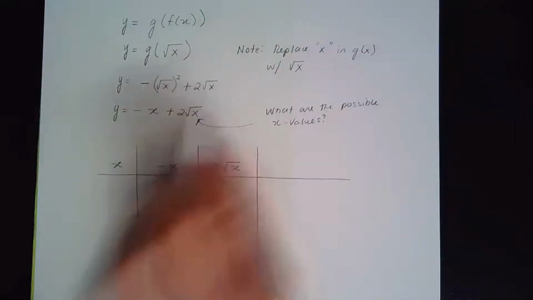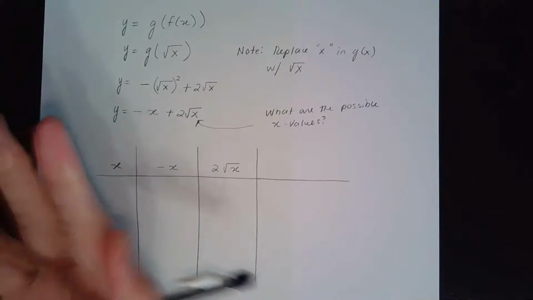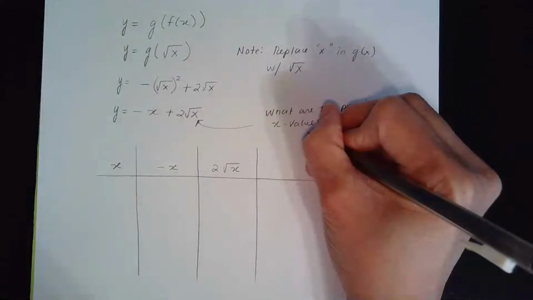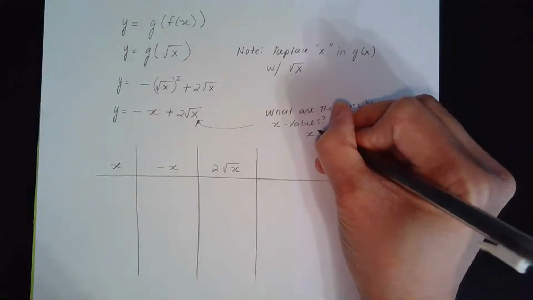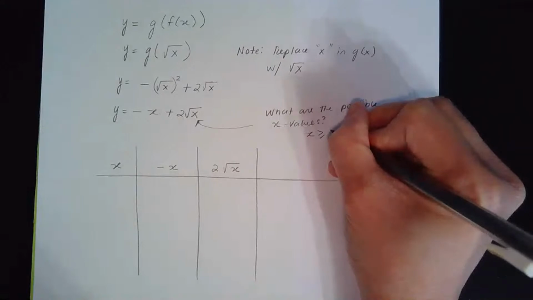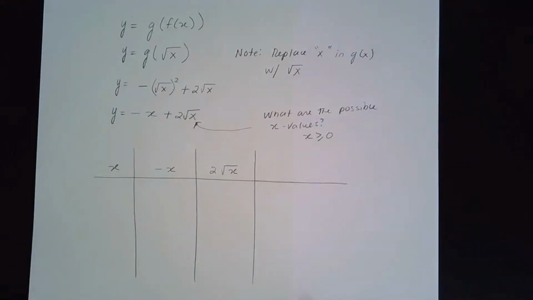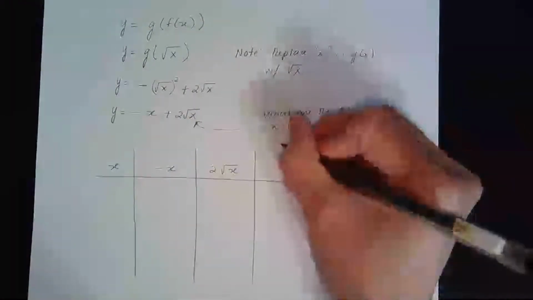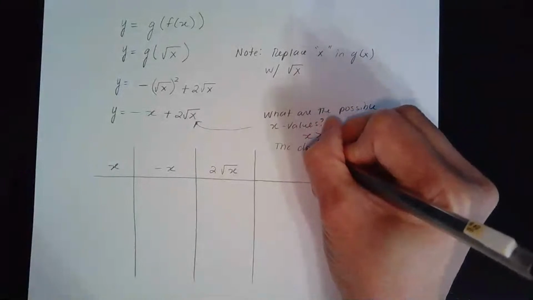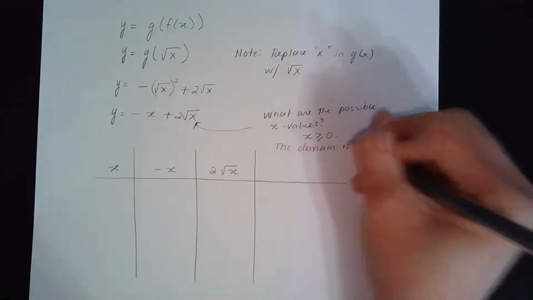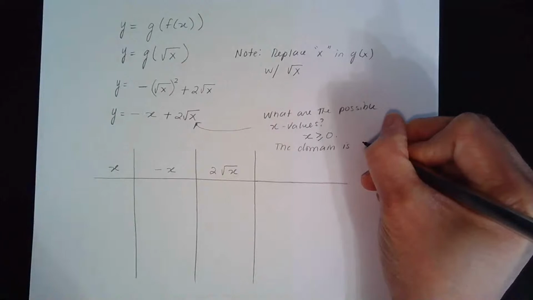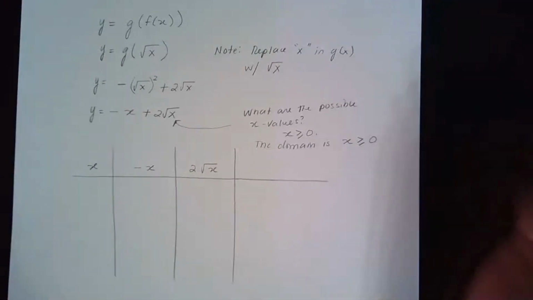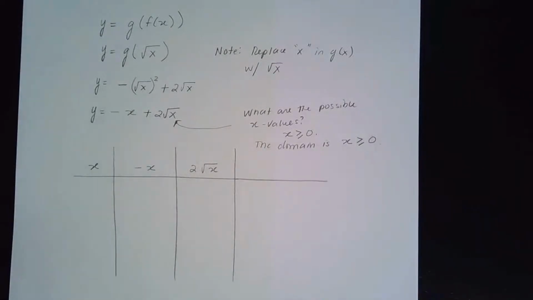Because we're talking about the square root of x, we cannot take the square root of a negative number. So therefore, x has to be greater than or equal to 0. We can't pick anything less than 0. That will be our domain. The domain is x is greater than or equal to 0, so any number greater than or equal to 0.